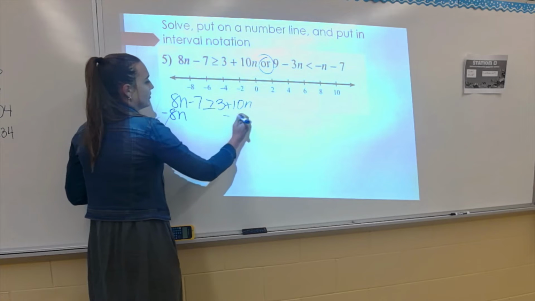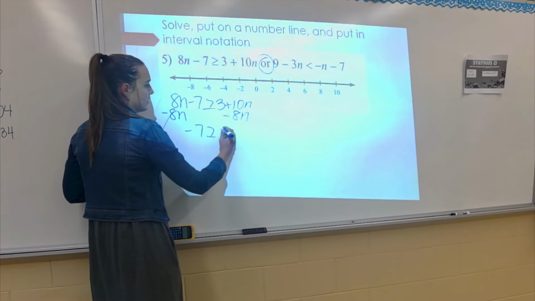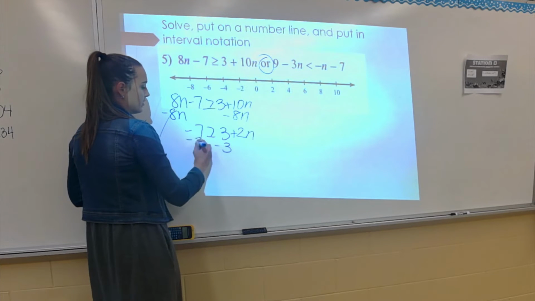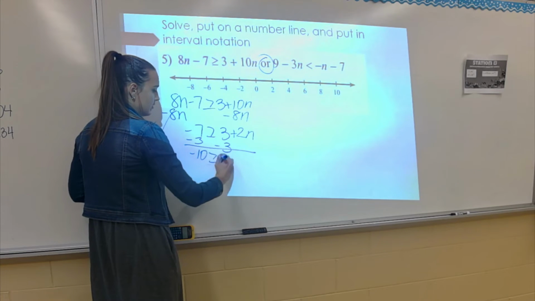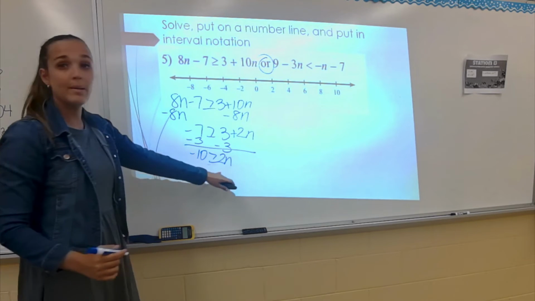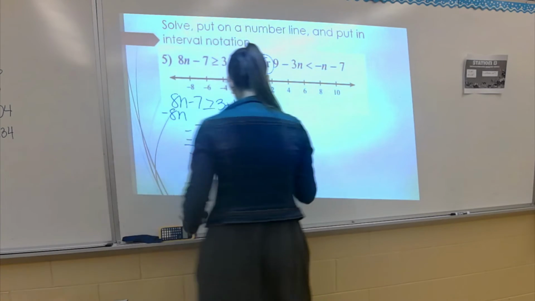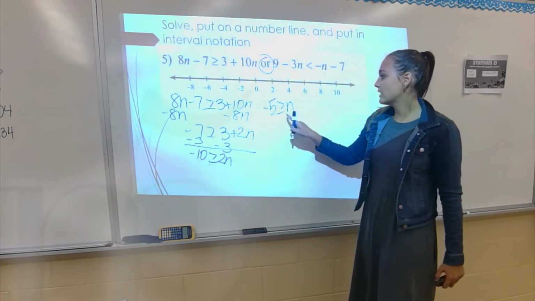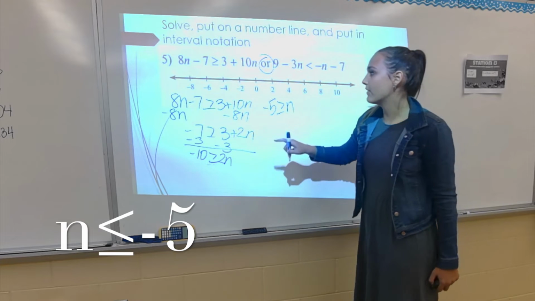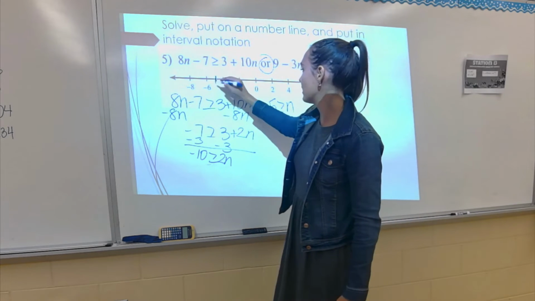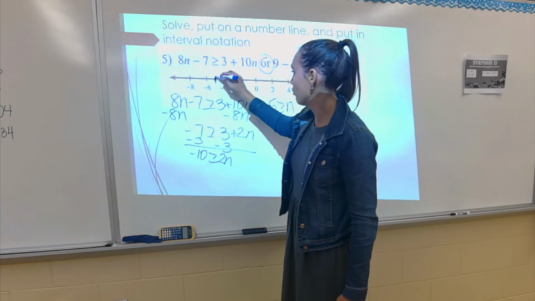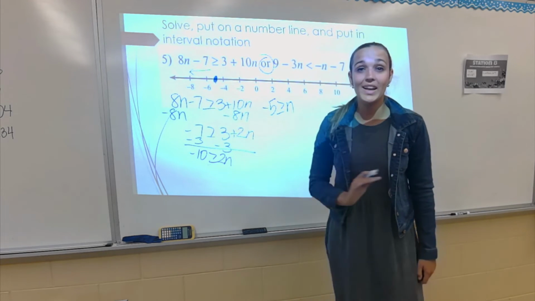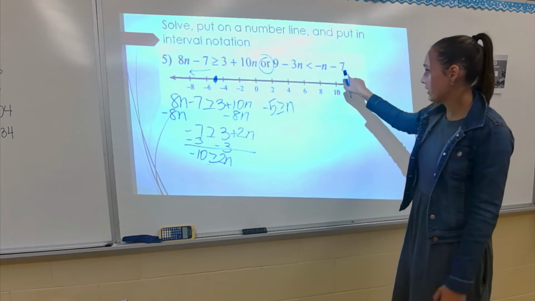8n is smaller, so I move it over. Now we move that 3 over. We are going to divide by that 2. The 2 is the coefficient, so I divide it over, and I get negative 5. So I see n is less than or equal to negative 5. So I'm going to graph that. That would be in between here. I put in a closed circle, and I'm going to be going in this direction. Like I said, I put that little faint line that I can erase later. Now let's try this problem.